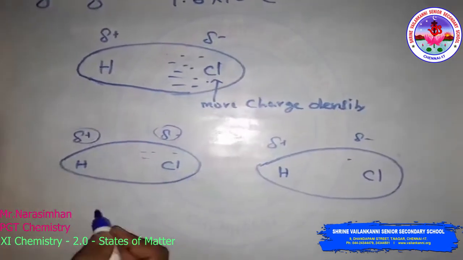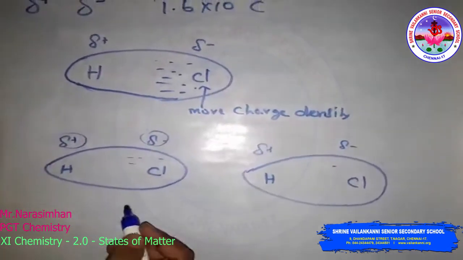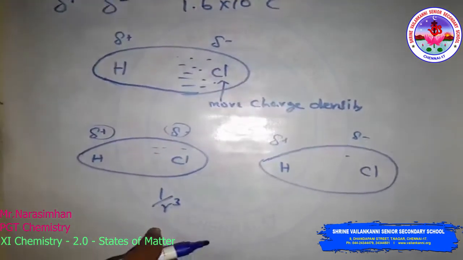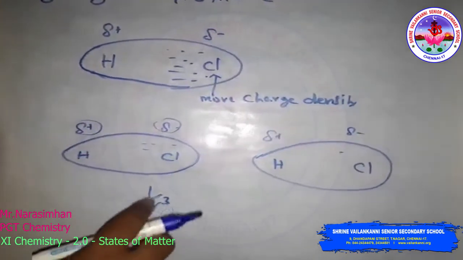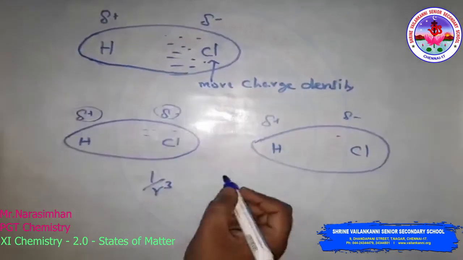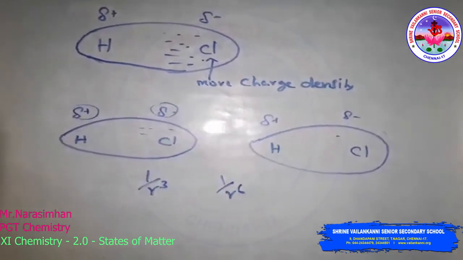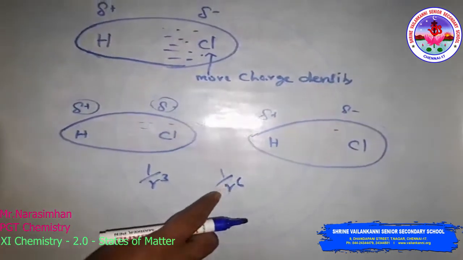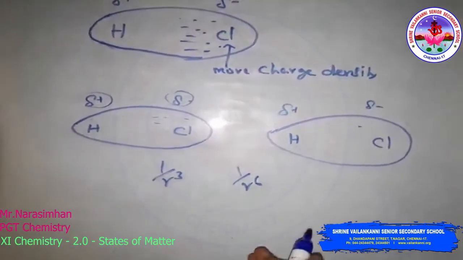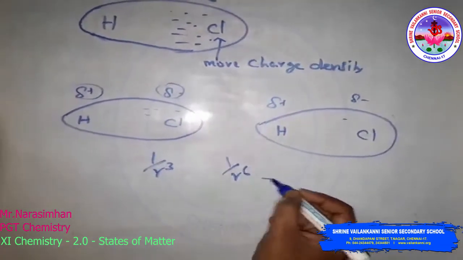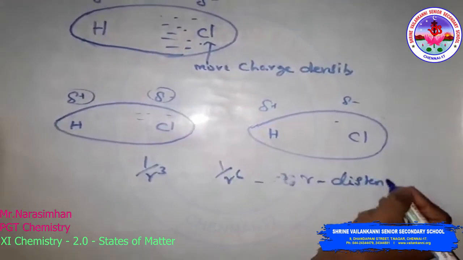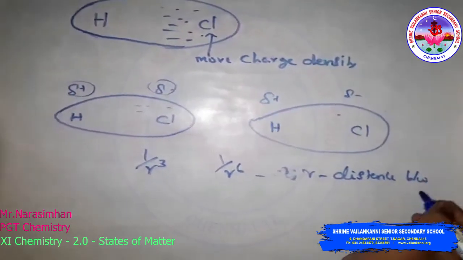The dipole interaction between stationary polar molecules is proportional to 1 by r power 3. In the first case it was 1 by r power 6. Between rotating polar molecules, it is proportional to 1 by r power 6, where r is the distance between the polar molecules. The first one was the distance between two particles.